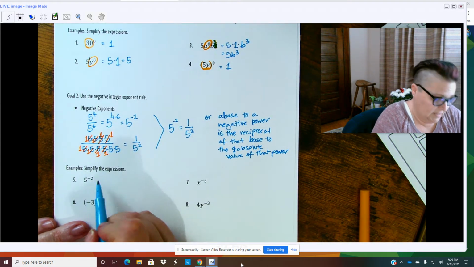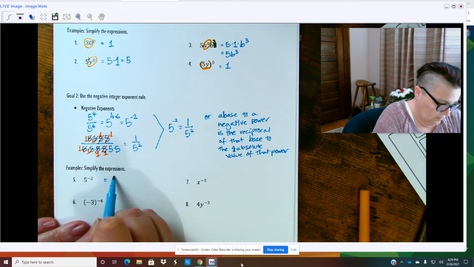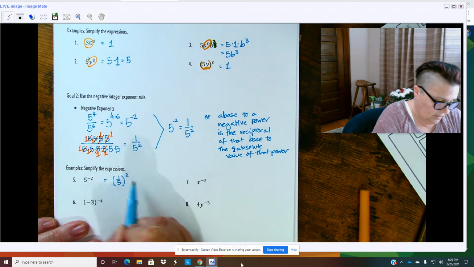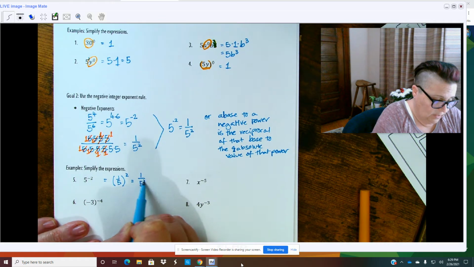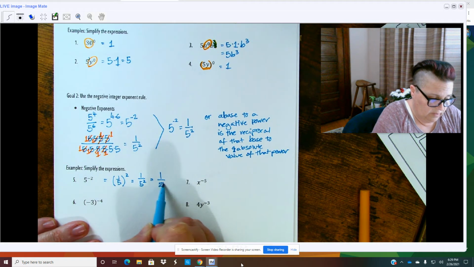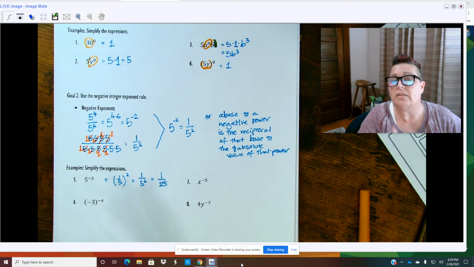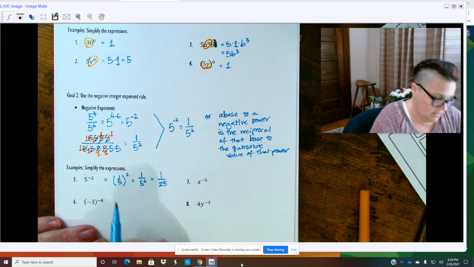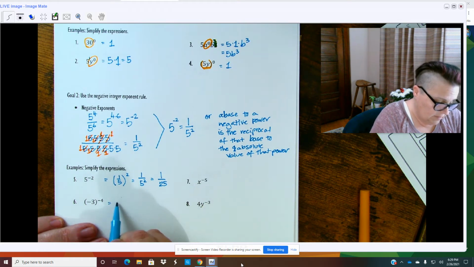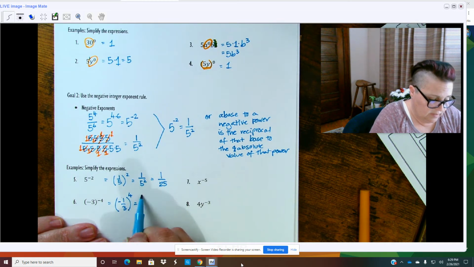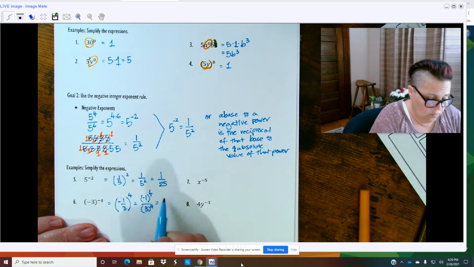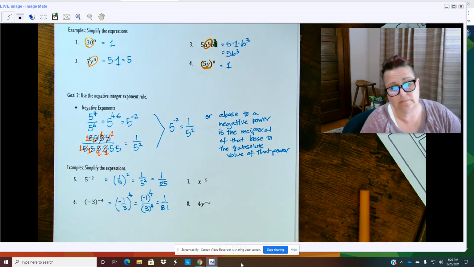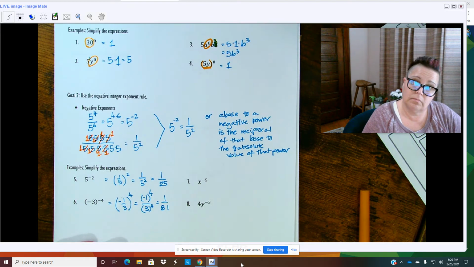if you have 5 to the negative second, this is the same as 1/5 to the second, or 1 over 5 squared, which is 1 over 25. Find the reciprocal, flip it. Okay? If I have -3 to the negative 4th, this is the same as a negative 1/3 to the 4th, which is a negative 1 to the 4th over a 3 to the 4th, or 1 over 81. Too good? Too bad.